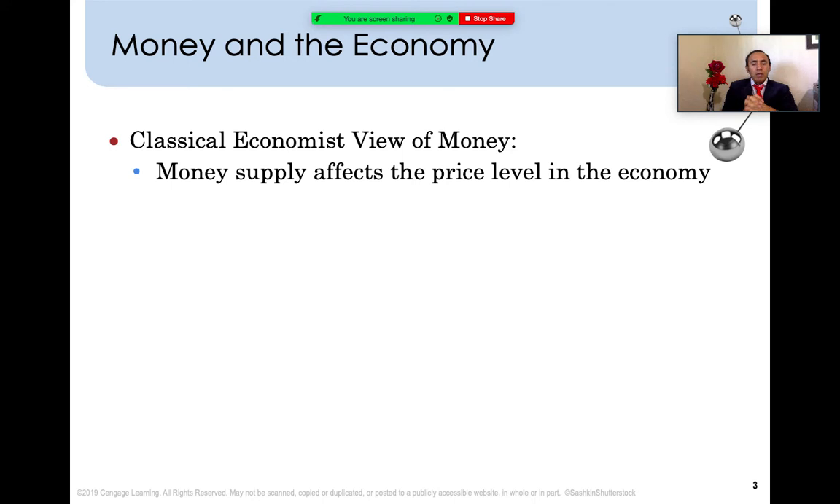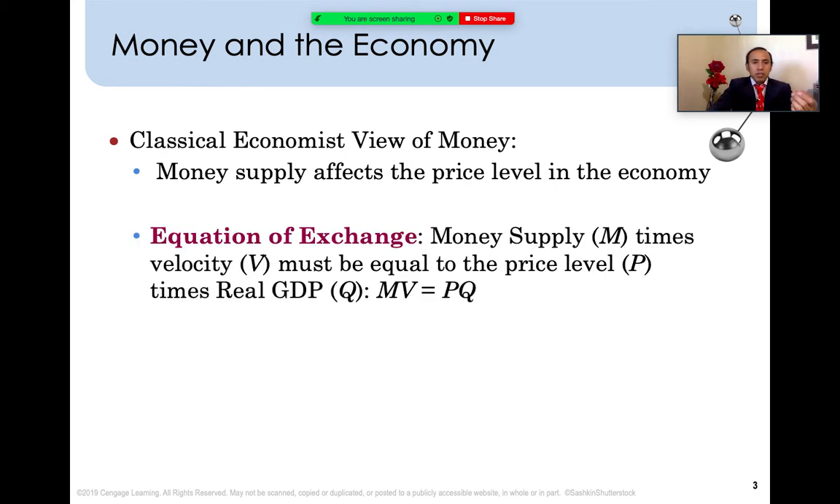The classical economist's traditional view of money is specifying that the amount of money supply in the economy directly affects the price level. And the price level can either increase or decrease depending on the direction of the money supply.